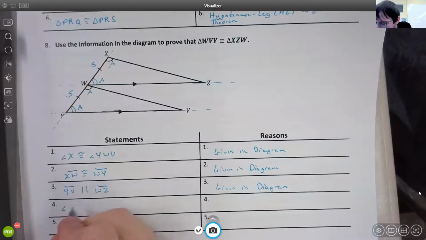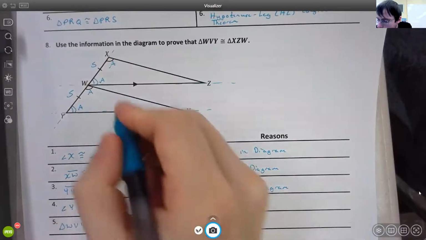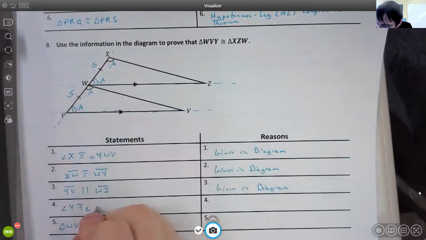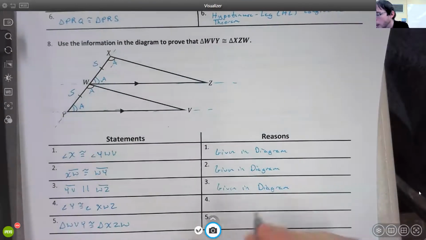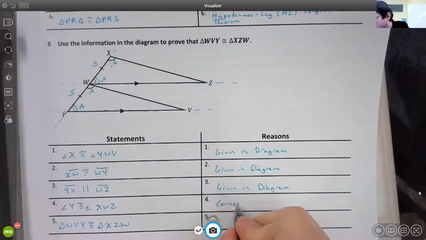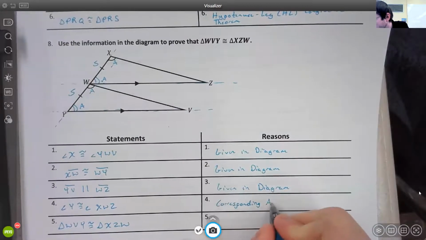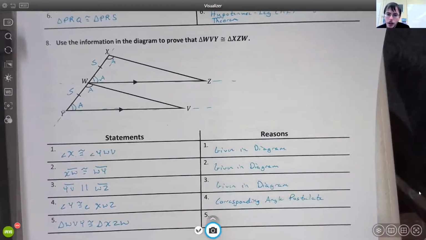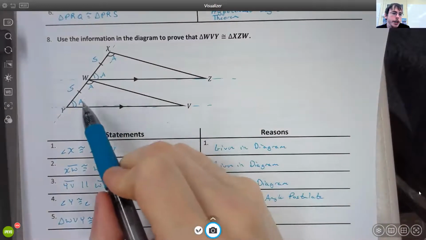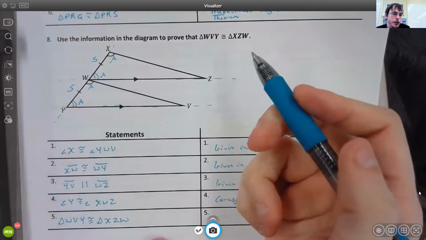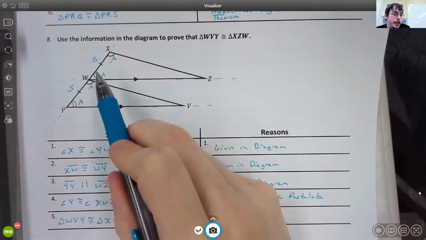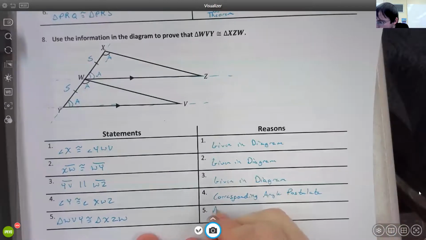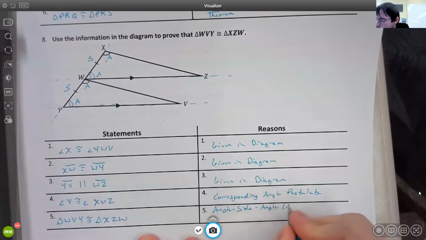So that means that angle Y is congruent to angle XWZ. And that's because of the corresponding angle postulate. So with our given information, we have two pairs of congruent angles, one pair of congruent sides, and the sides are between the two angles. So that means we're dealing with the angle, side, angle, ASA, congruence postulate.